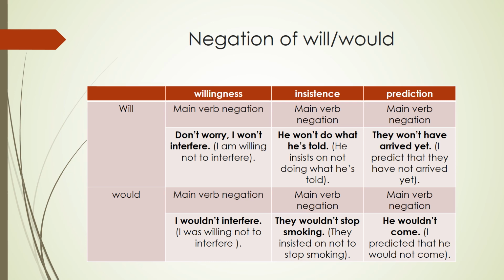If we come to prediction, the third meaning for will and would, we say they won't have arrived yet. So who is predicting? It is me, the speaker of the sentence. I predict. And when I say I predict, this means that the meaning of will, which is a prediction, is positive. So I predict that they have not arrived yet. So arrived as a main verb is negative, while the auxiliary is positive, because it is kept outside the scope of negation.